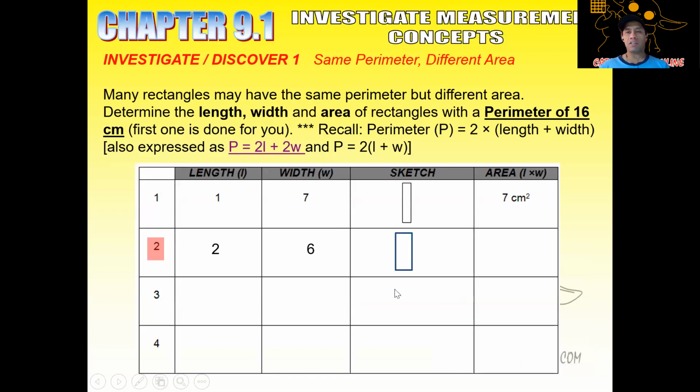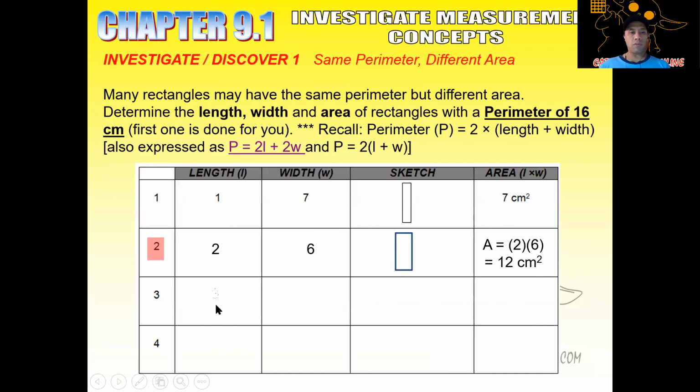We're just going to do a rough sketch. Now the area over here is going to be 2 times 6, which gives me 12. What I want you to see here is the fact that we're increasing the length by 1, and you notice the width decreases by 1. So that's going to be the pattern we're going to use to fill in the rest. Now the area we're going to need to calculate as we go along as well.